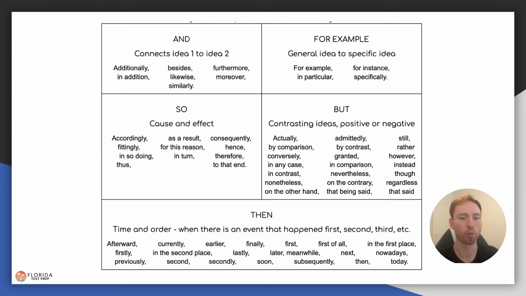So if you see furthermore or moreover, they just mean and. If you see specifically, it just means for example, or consequently just means so. And then what's good about this is screenshot this, underline and highlight the ones you don't recognize, and try to memorize them for the SAT.